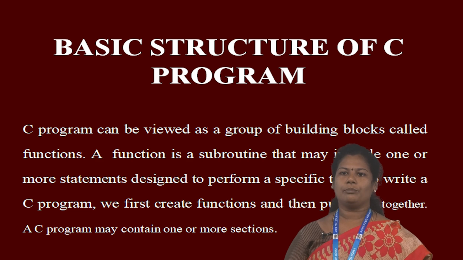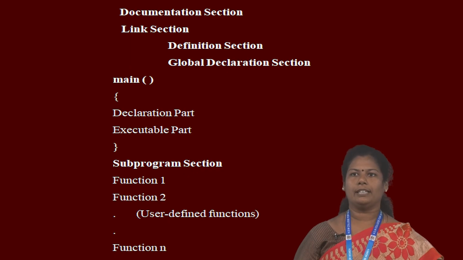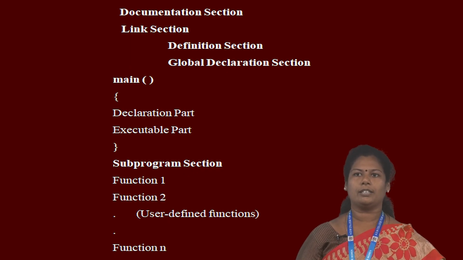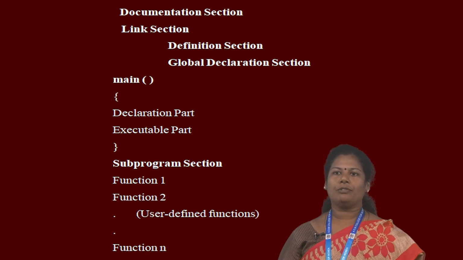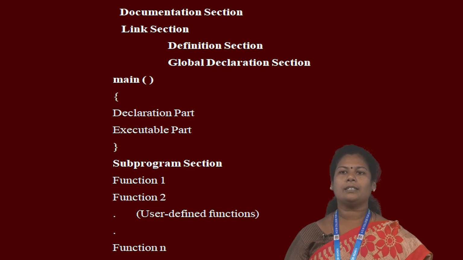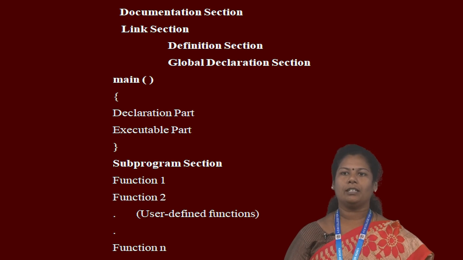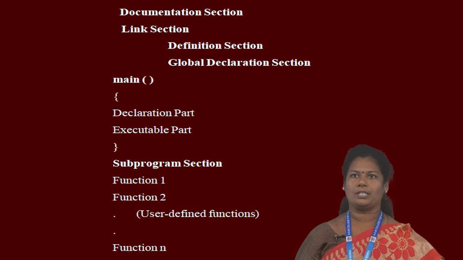A C program may contain one or more sections, that is, documentation section, link section, definition section, global declaration section, and main function section. The main function section includes declaration part, executable part, and subprogram section. That is called subprogram section. That is called user-defined functions.